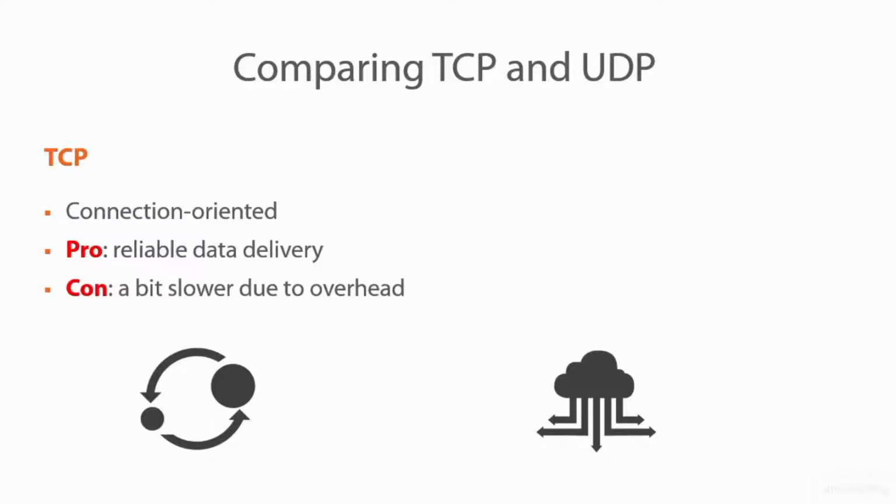Now, to every rose there's a thorn, right? A possible negative of TCP is that it's slower than the alternative because of that extra overhead. The sending computer and the receiving computer are constantly checking as they, on the receiving side, build up the bit stream from layer 1.